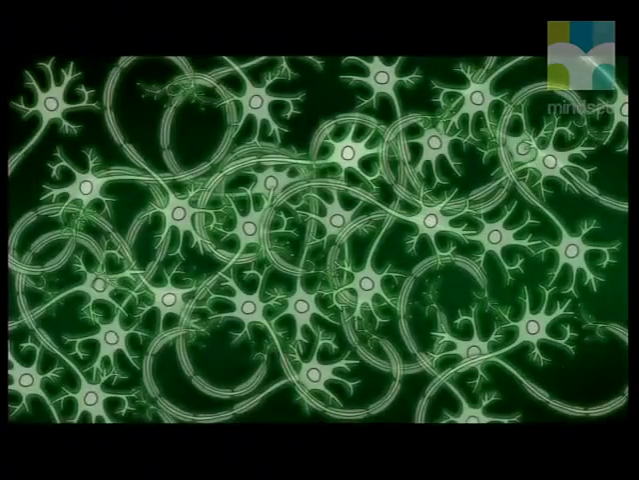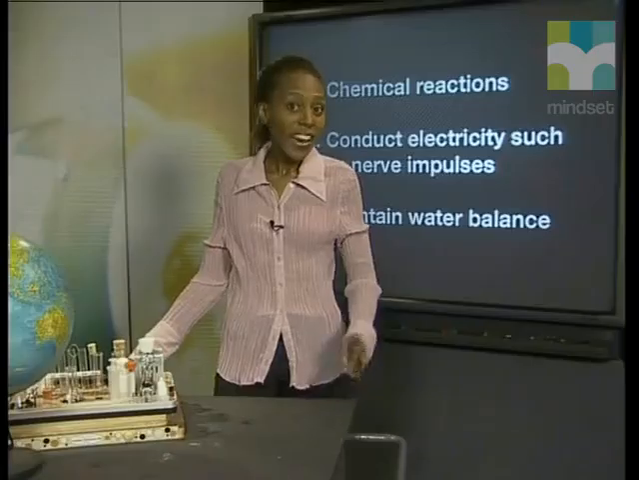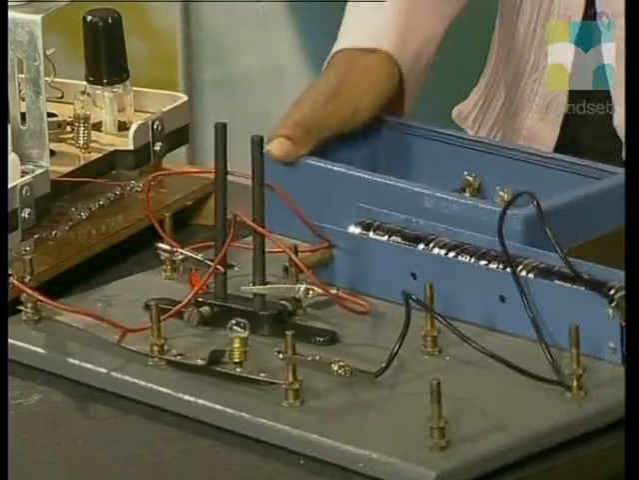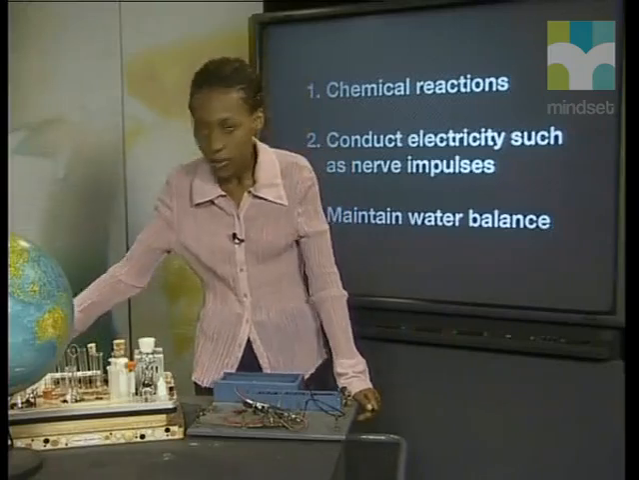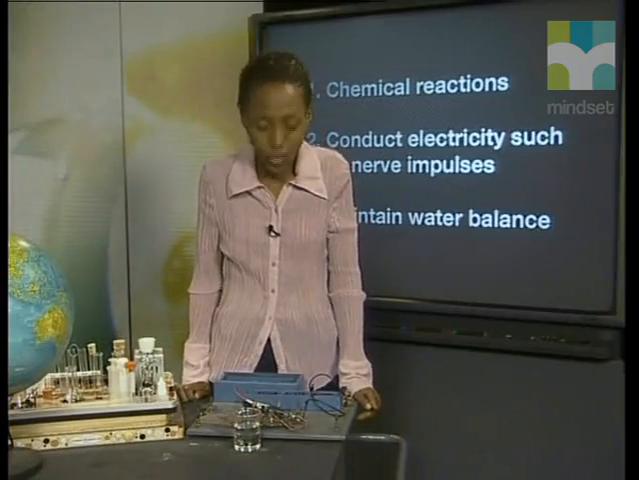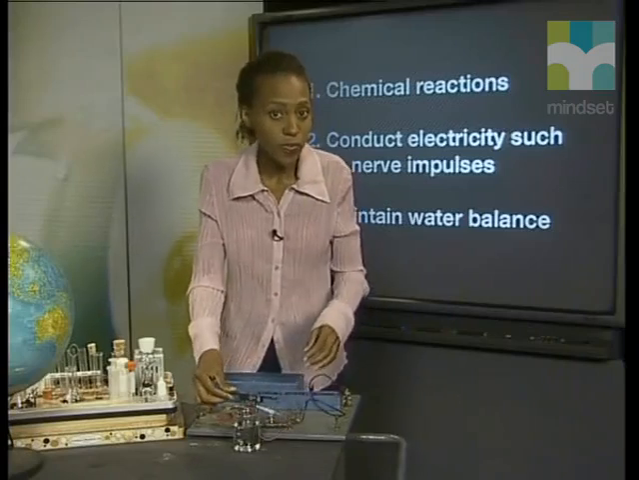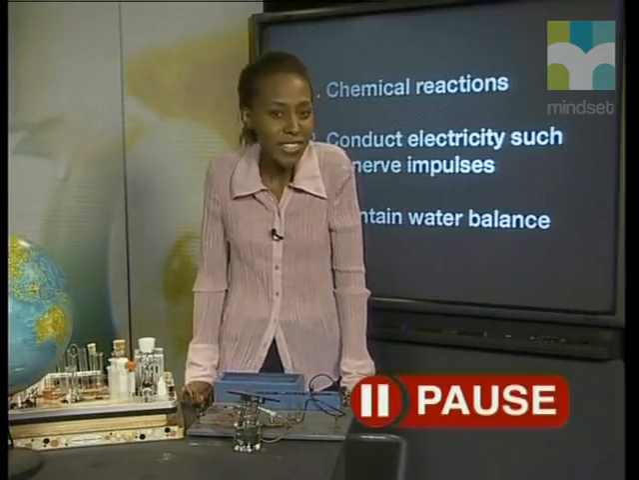In the bodies of living organisms, the ions that conduct electricity during nerve impulses are sodium, chloride, potassium, calcium, and magnesium. I am setting up an experiment here to demonstrate how electricity is conducted in an ionic salt solution. In this beaker, we have sodium chloride dissolved in water. Into it, I am placing 2 graphite rods. If there is a current in the circuit, what would you expect to see happening in the circuit?